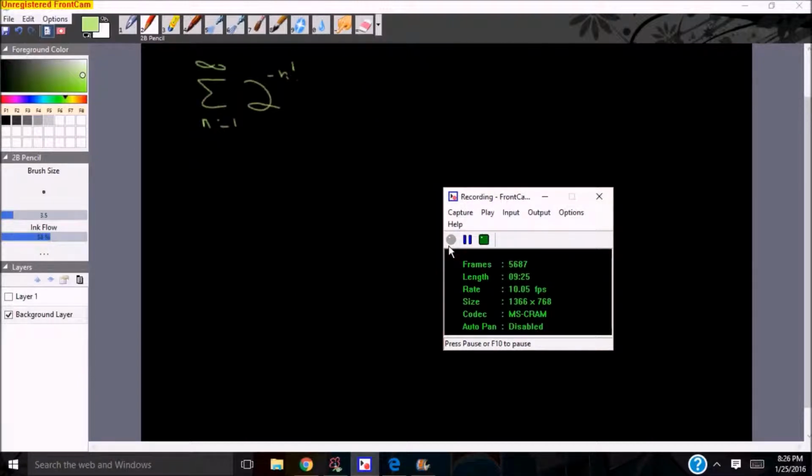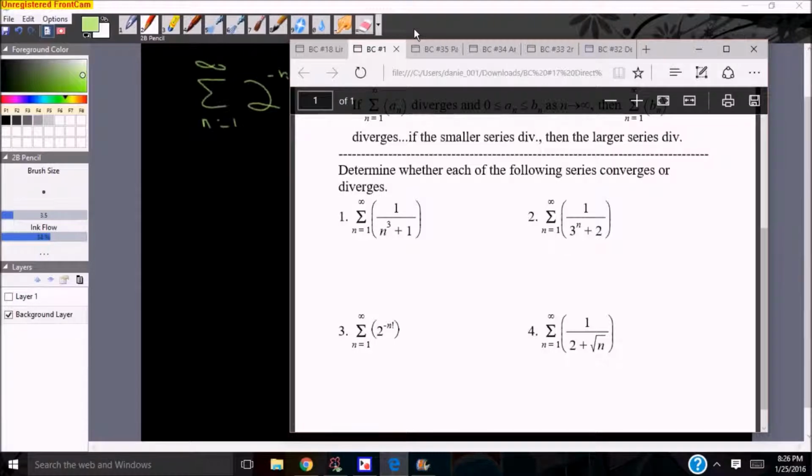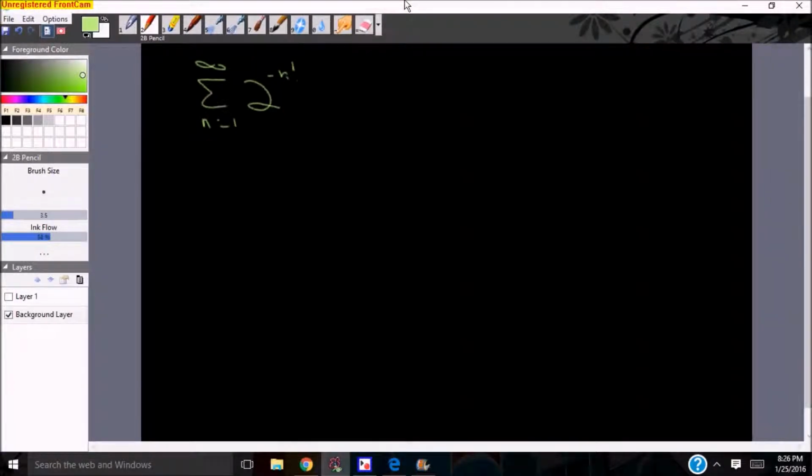Alright, so now on to our third example of the direct comparison test. If you didn't see it before, here it is down here, number 3. It's the summation from 1 to infinity of 2 to the negative n factorial, which already looks pretty disgusting. So let's rewrite that in a slightly less disgusting way.